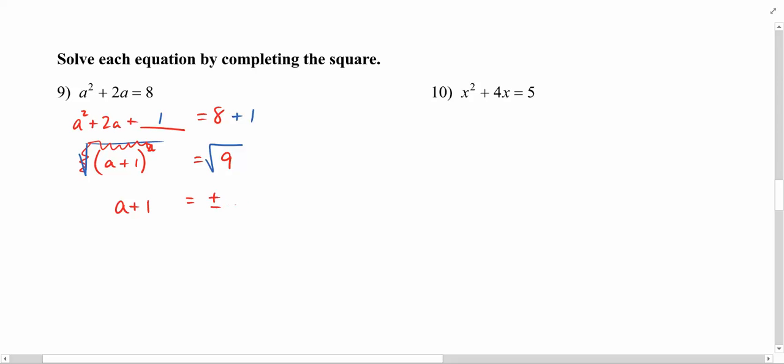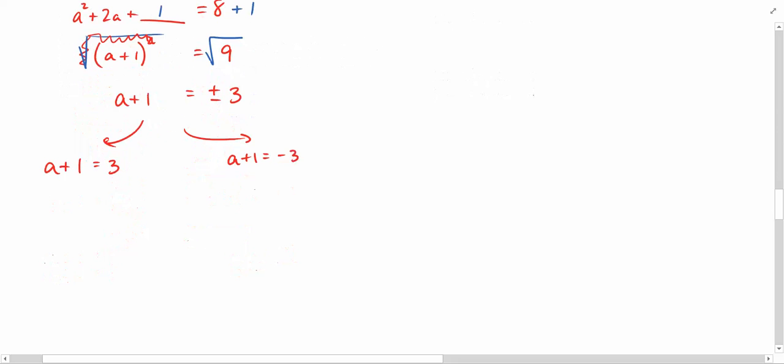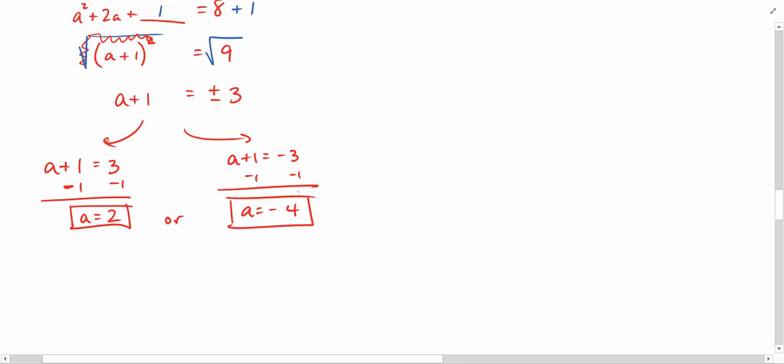And on the right, we're left with a positive and negative 3, because the square root of 9 is both positive and negative 3. At this point, since I have an expression equal to 2 different numbers, I recommend rewriting this as 2 separate problems. Either a plus 1 is equal to 3 or a plus 1 is equal to negative 3. So at this point, we can subtract 1 from both sides. We see that a is equal to 2, or when I subtract 1 over here, a is equal to negative 4.